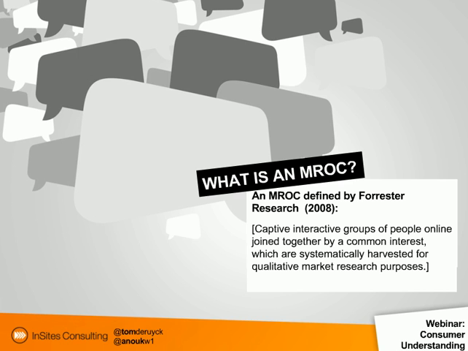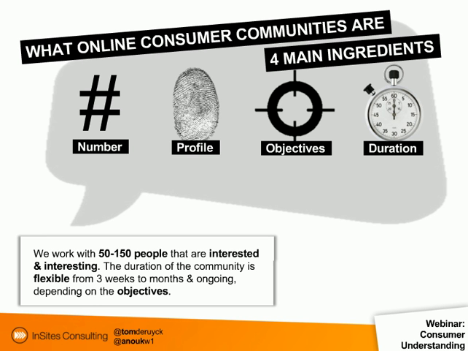Let's take a look at a couple of characteristics that define the way we run market research online communities. Let's say what the four main ingredients are. First of all, the number of people. Secondly, the profile of the people. And last but not least, the objectives and the duration. We work together most of the time with between 50 and 150 people over a couple of weeks, months, or years. Why between 50 and 150 people?